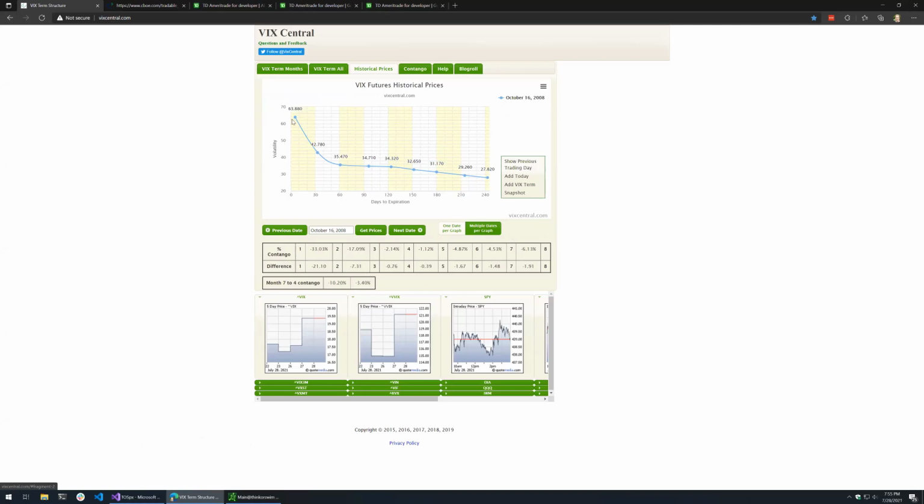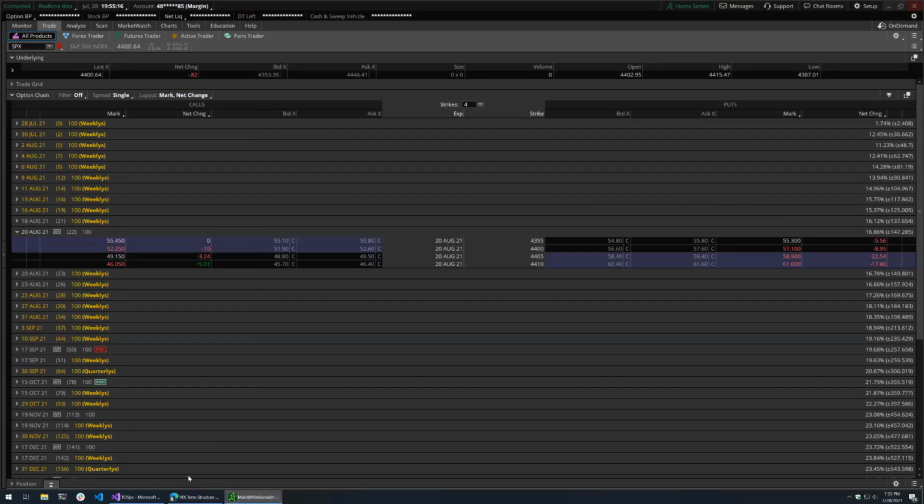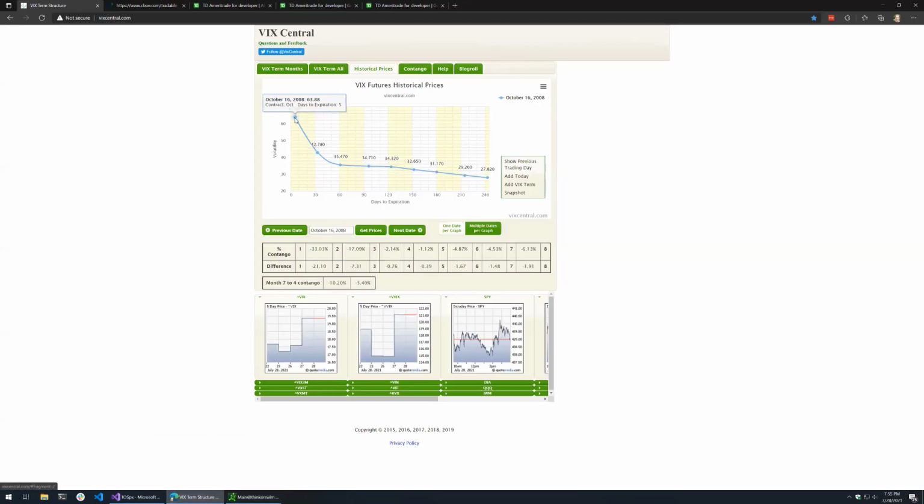So again, these are the futures, and it's not quite the same thing as what I'm showing you here. The futures are on the VIX itself, so it's kind of predicting where the VIX is going to land when that future contract closes. And remember, VIX is 30 days out, so they're two completely different instruments.